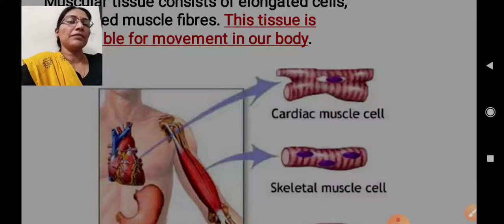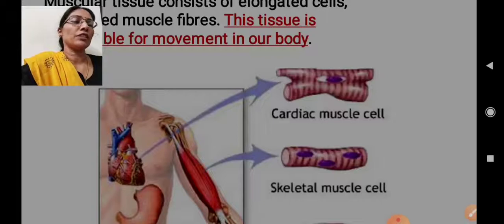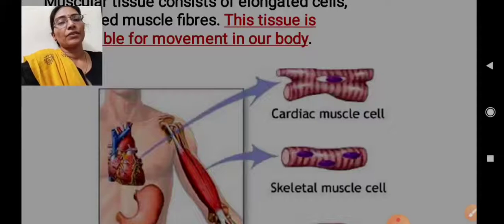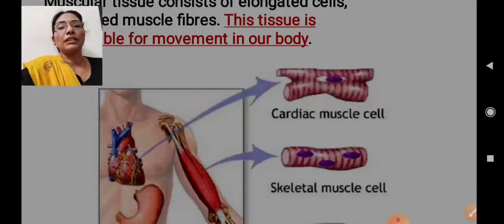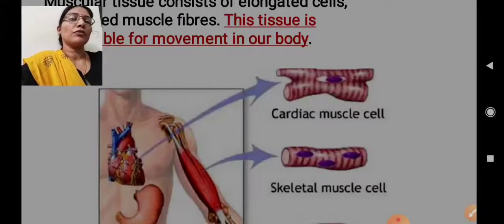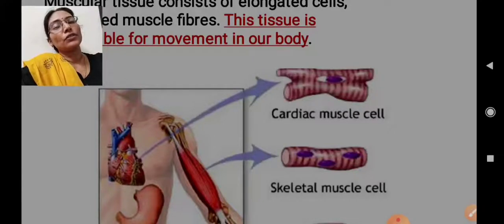Skeletal muscles become tired very quickly. When you run for 1 kilometer continuously, or walk for 1 kilometer continuously, your leg muscles begin to ache, begin to pain. But the heart continuously beats throughout life, and it will not tire. So tiredness is not felt by the cardiac muscles. That is also because of this strength. So uninucleated, light striations are there, branched, and they are also cylindrical in shape.